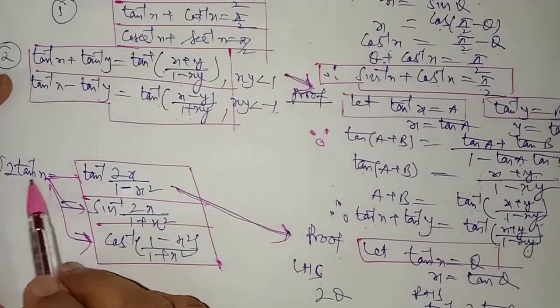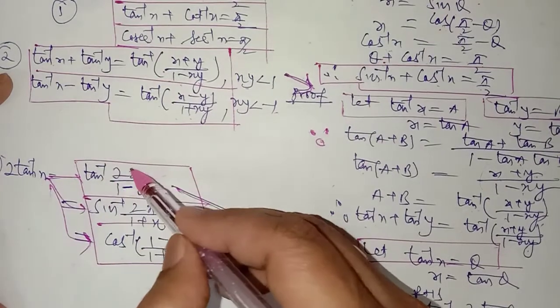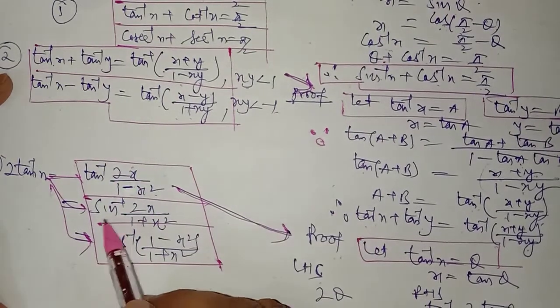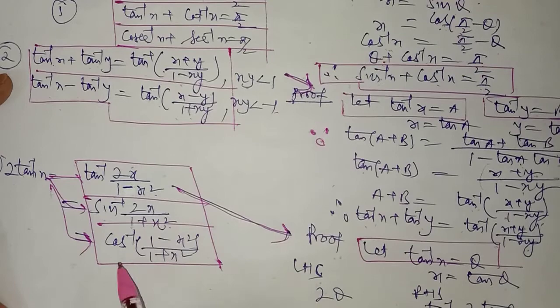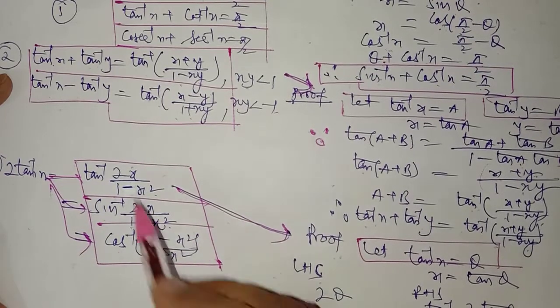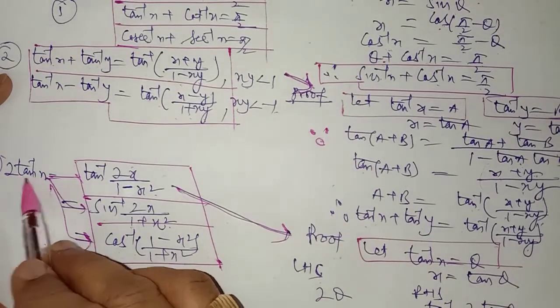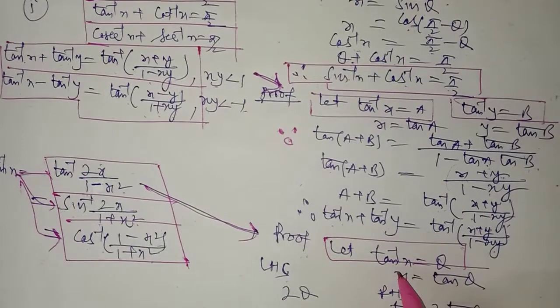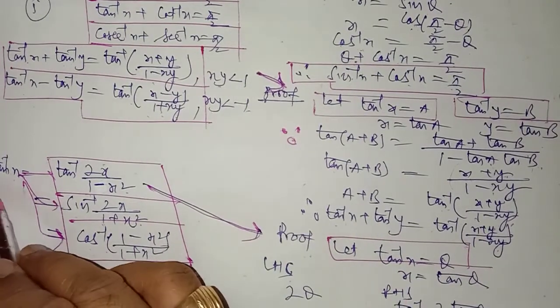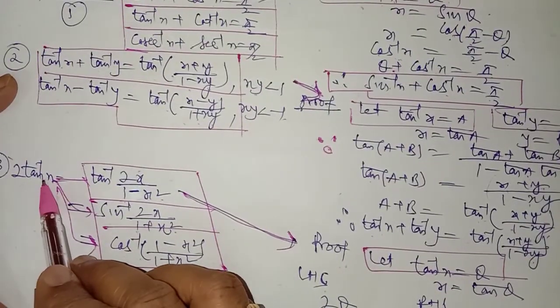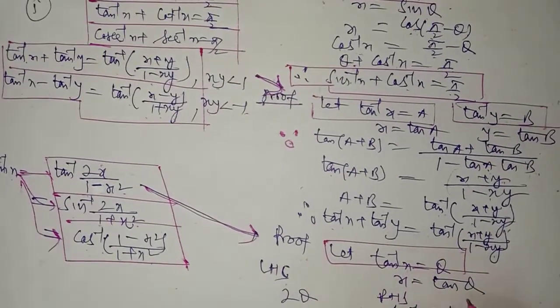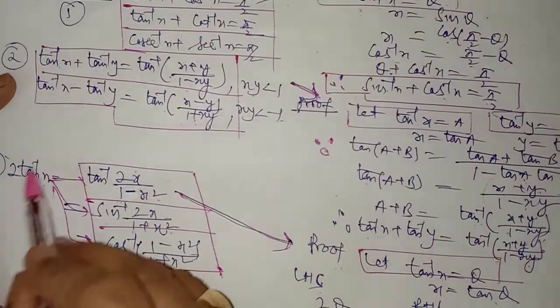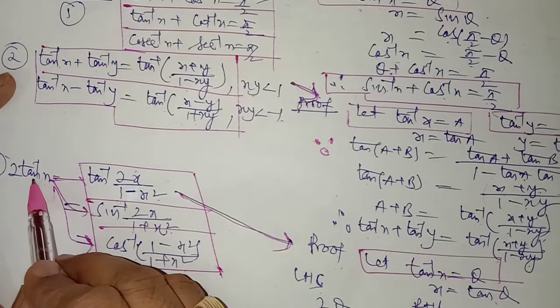Another set is 2 tan inverse x is equal to tan inverse of 2x upon 1 minus x square, which is also sin inverse of 2x upon 1 plus x square, and cos inverse of 1 minus x square upon 1 plus x square. We can easily prove it. I am taking this, 2 tan inverse x is equal to tan inverse of 2x upon 1 minus x square. So I have taken tan inverse x is equal to theta. So x will become tan theta. So left hand side is 2 theta because we have let this equal to theta.